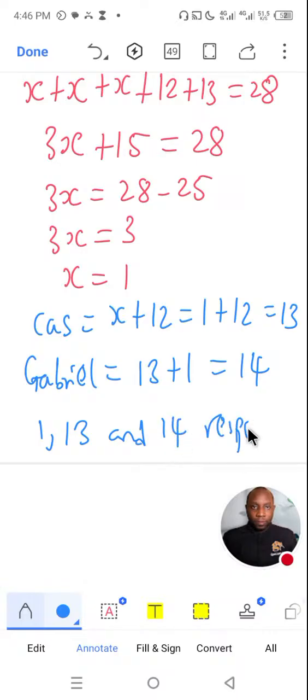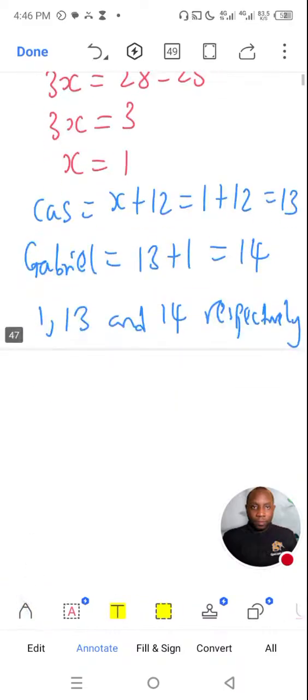So Jennifer is 1 year old, just a baby. We have Cass 13 and we have Gabriel 14. I hope this is okay. I hope this makes sense.